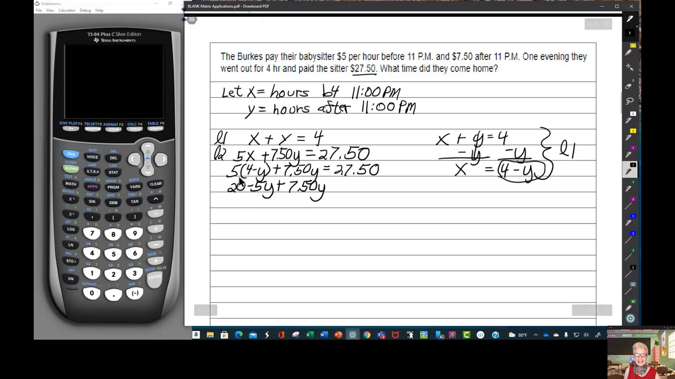Okay, so 5 times 4 is 20. 5 times minus y is minus 5y, plus 750y equals 2750. Now, before I do anything else, I'm going to combine like terms. I've got a minus 5y here and a 750y. 750y minus 5y will leave me 745y.